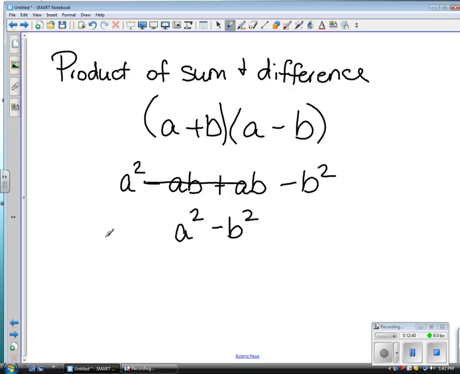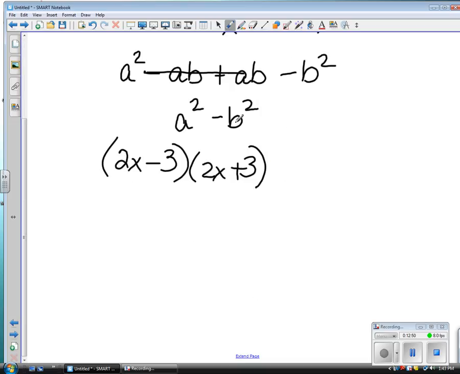So if I gave you 2x minus 3 and 2x plus 3, if I use that formula right here, what's the first term squared? 2x squared, minus, what's the second term squared? What is 2x squared? And what is 3 squared? And there's your answer. First term, last term, and you're done.